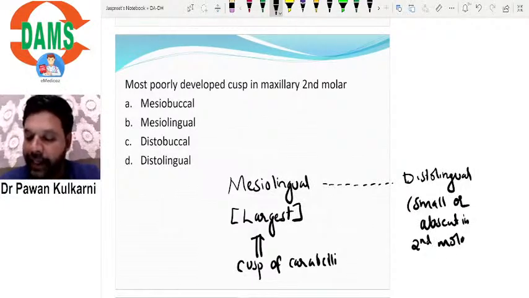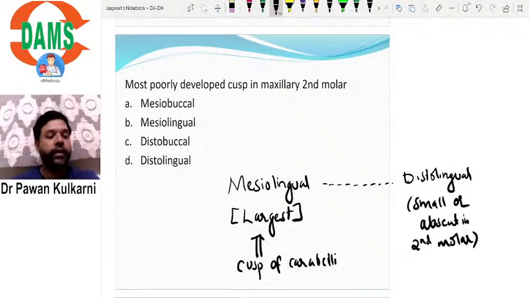So in the maxillary second molar, this distolingual cusp is either small or totally absent. And in the third molar, it will definitely be absent. So the third molar will have only three cusps: mesiolingual, mesiobuccal, and distobuccal. Obviously, the cusp of Carabelli will also be absent. So the cusp of Carabelli will be present only in the maxillary first permanent molar.